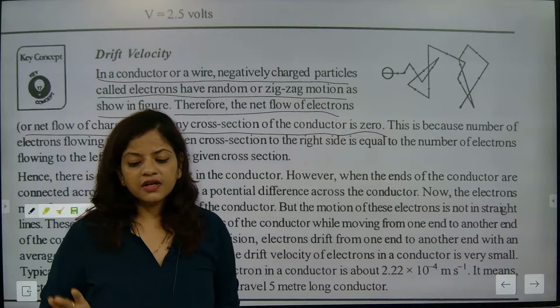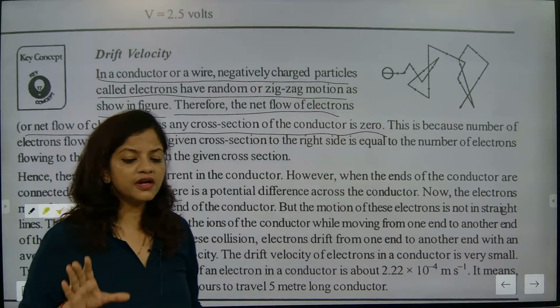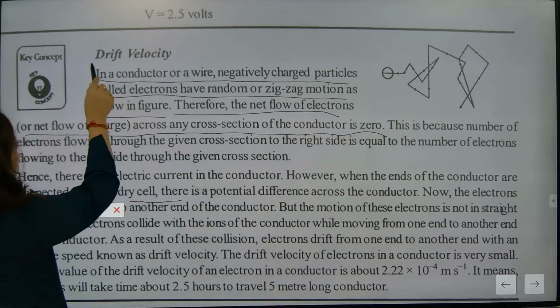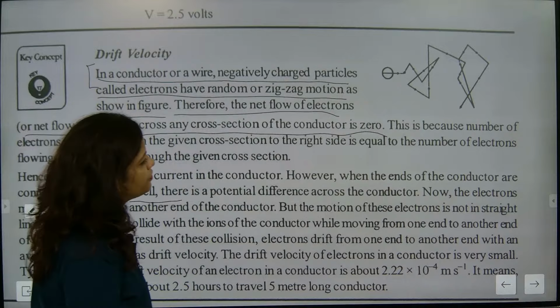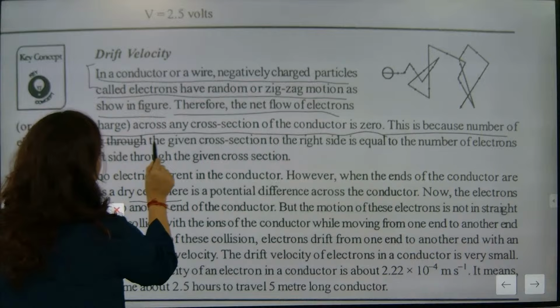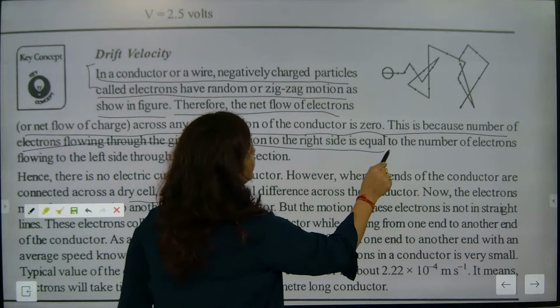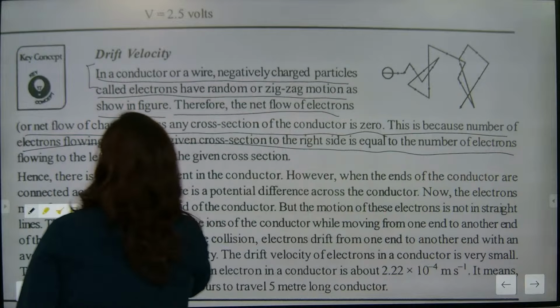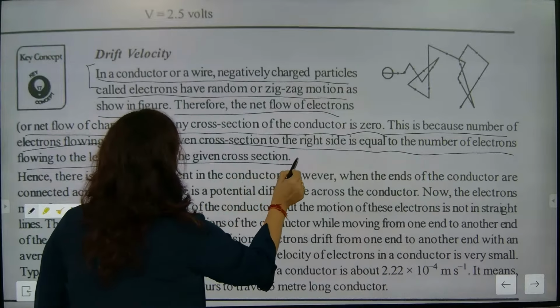In a conductor, the net flow of charges is considered zero. Please note this down, because it will not be given in the book. This is because the number of electrons flowing through the given cross section to the right side is equal to the number of electrons flowing to the left side of the cross section.